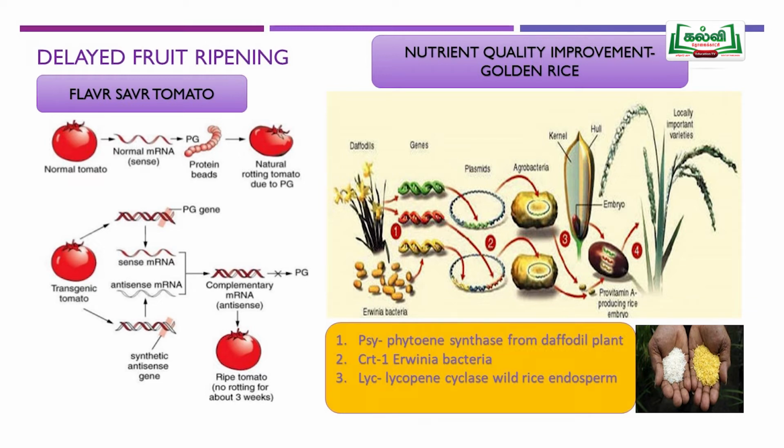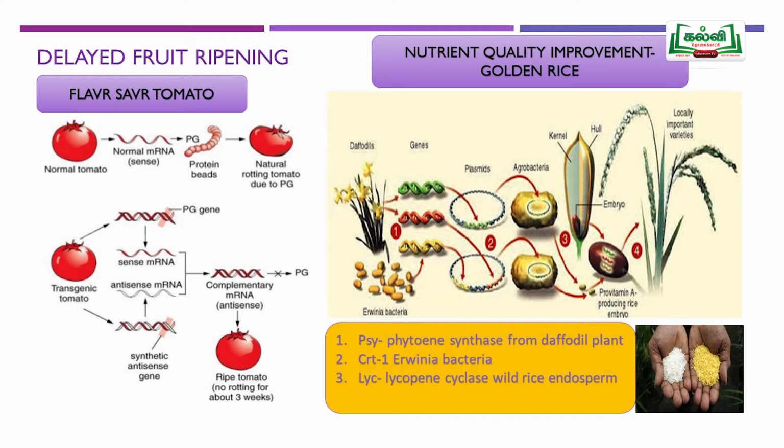Especially if you take a tomato here, in this tomato the anti-PG gene has been transformed. So the sense PG gene will be produced by the plant, and the anti-PG gene will also produce another strand. Both strands will be complementary to each other, and finally the gene function will not take place. The particular gene expression will not take place, polygalacturonase will not be produced, thus the shelf life of the plant will be extended.